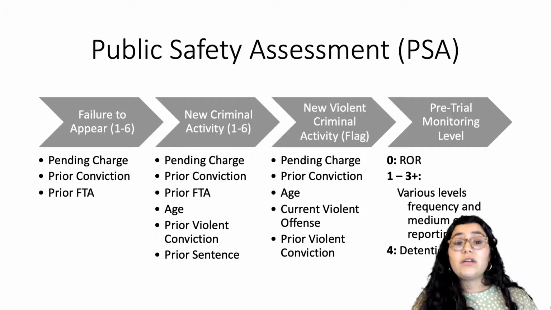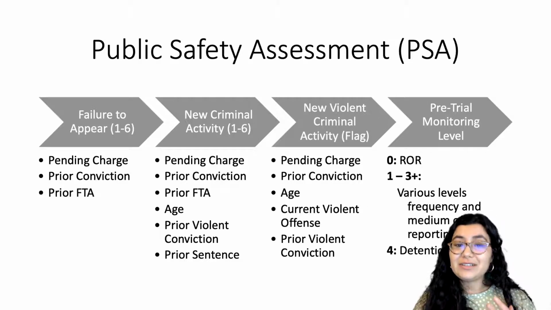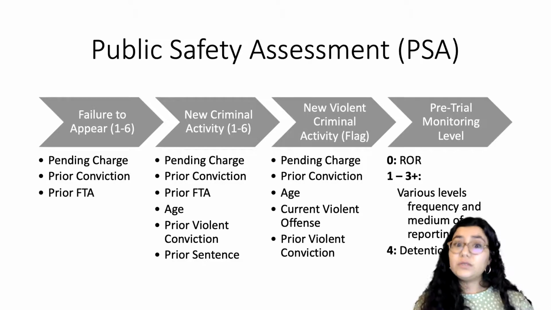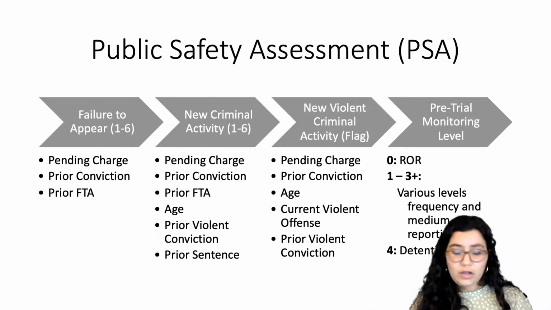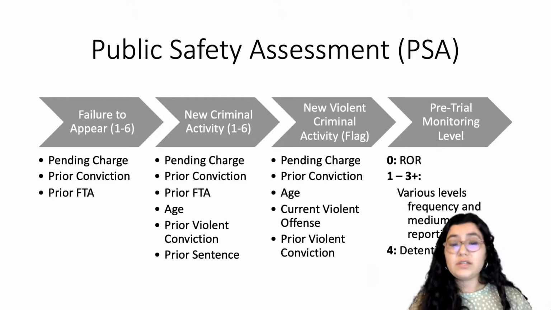And so as you see, a lot of these are dependent on criminal history. So basically, if you get yourself involved in the criminal justice system, then you're more likely to be viewed as failing to appear or as having new criminal activity in the future. The only thing that's not related to how a person has prior engaged with the criminal justice system is age, right? A lot of studies have shown that young people are more likely to commit crime than older people, right? And so that's why that also gets incorporated into it.